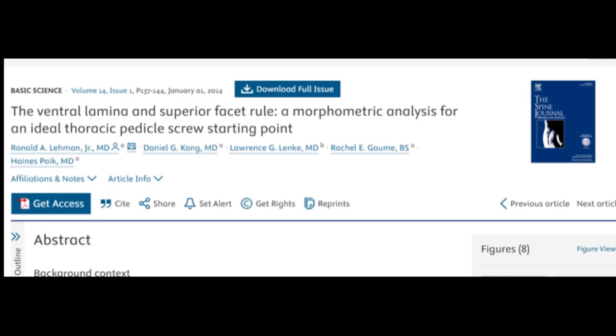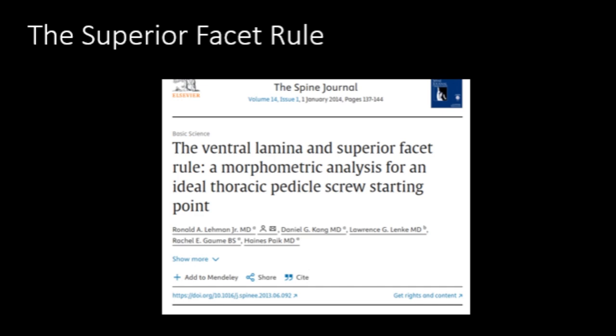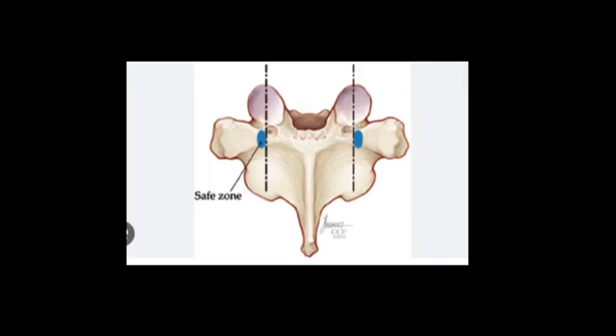Okay, so what is that? This is a paper from Spine Journal. Okay, so the superior facet rule is what? They have studied a lot of pedicles in the thoracic spine, and they realized that the superior facet can be an important landmark.